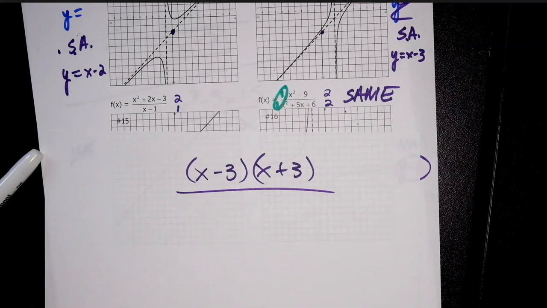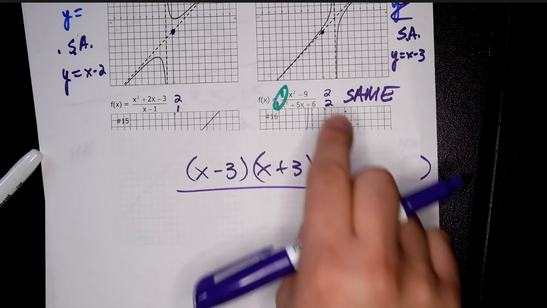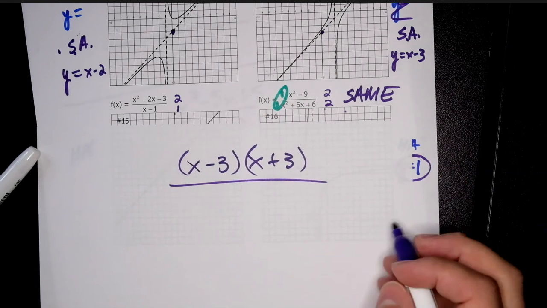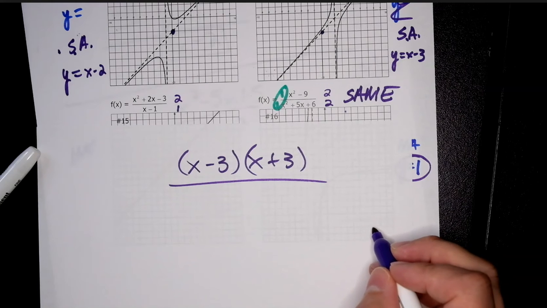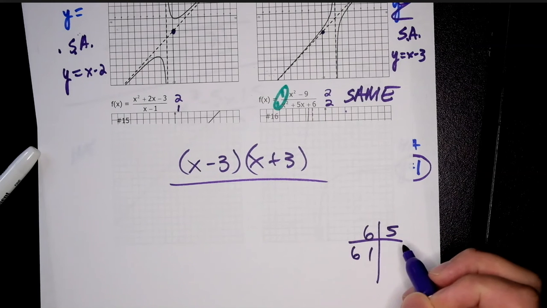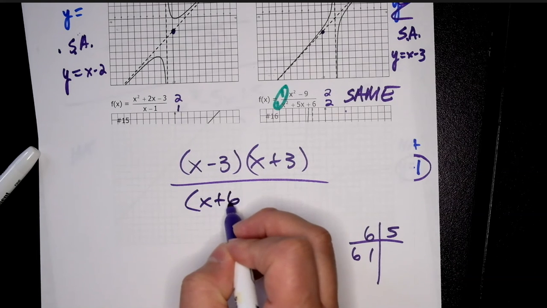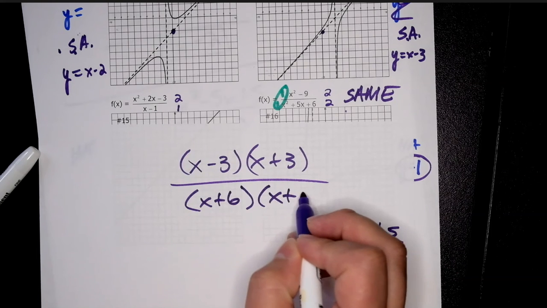Now I want to see if something cancels here before I go dividing things out. The denominator is x squared plus 5x plus 6. I'm going to see if I can factor that. I want factors of 6 that add up to the middle term 5. It's going to be 6 and 1. And taking the shortcut, I get x plus 6 times x plus 1.